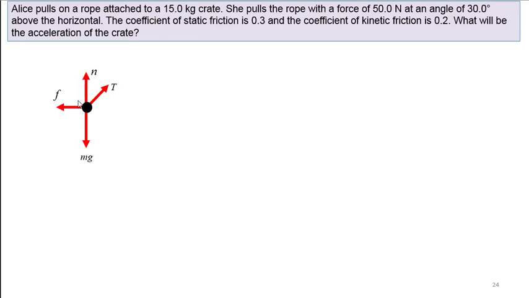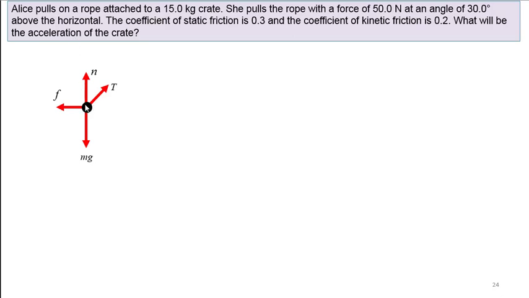When I draw my free body diagram, my normal force is pointing straight up, my force of gravity is pointing straight down, and friction is going to point to the left. I don't know yet whether that's kinetic friction or static friction. And then I have this tension because Alice is pulling on a rope, but she's pulling upwards at this 30-degree angle.